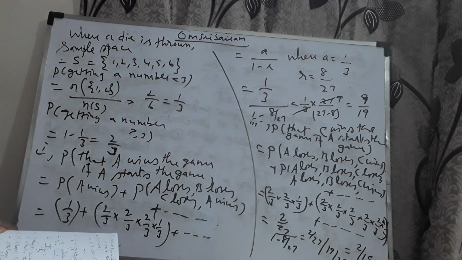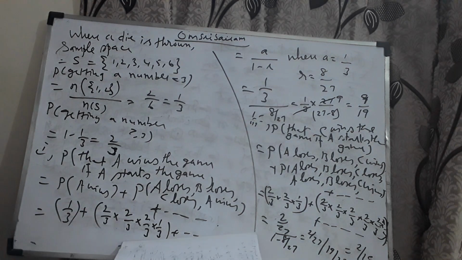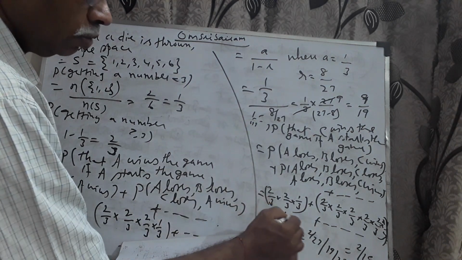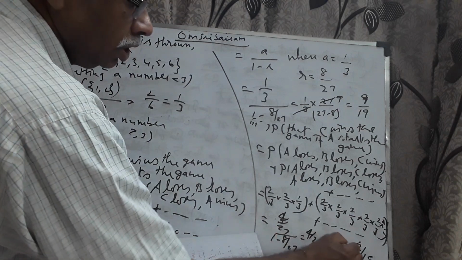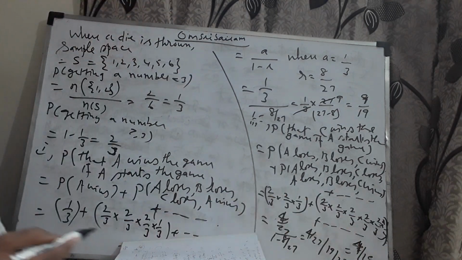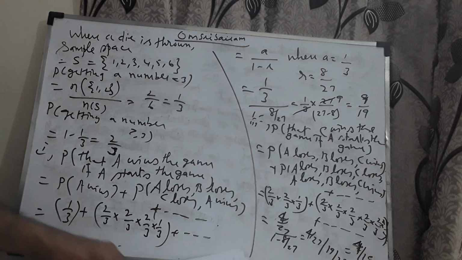It will be 1 minus the sum of these two. Yeah, this is 4 by 27, sorry. This is 4 by 27, therefore my answer is 4 by 19. Then if in the same question you are required to find the third subdivision, B wins, it will be 1 minus the sum of these two. That will be the answer.